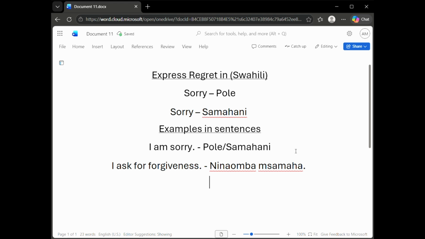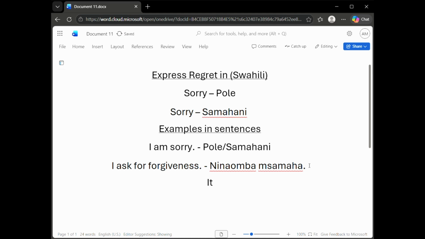Let's look at another sentence. So basically it's just like that. Nina is one person, then omba is just like I pray for forgiveness, I ask for forgiveness. Msamaha comes from the word samahani. So ninaomba msamaha is a different context, so just forgiveness.